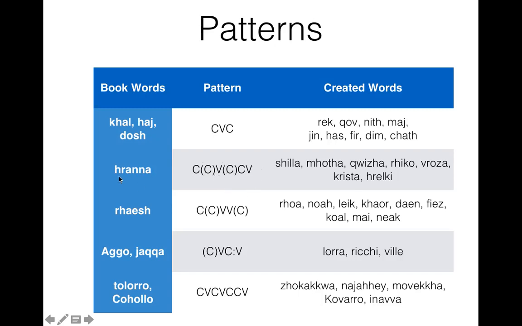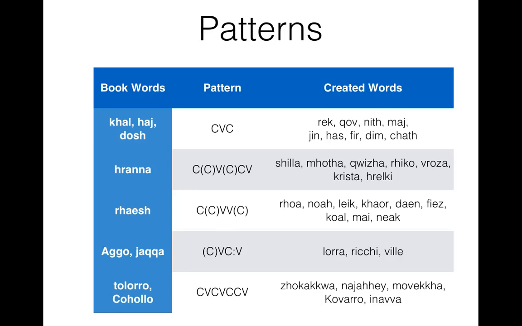So these are words like hranna, shilla, motta, quisha, ricco, rossa, krista, chlelki, right? So more complicated kind of consonant structures. This is a consonant structure, again, an optional consonant cluster in the onset position, and then a vowel cluster, actually, right? A double vowel in the nucleus.